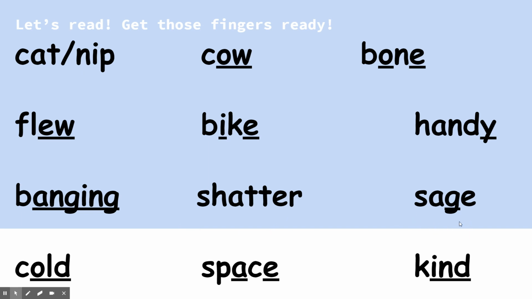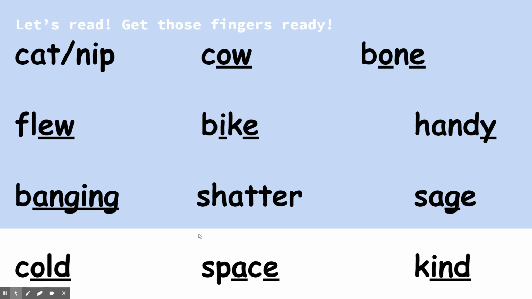S-a-j, sage. Remember, in these words here with the double letter, we double the consonant to keep the vowel short. And in this word here, the E reaches over, makes the A say A, and the G say J. All right, last row, here we go.